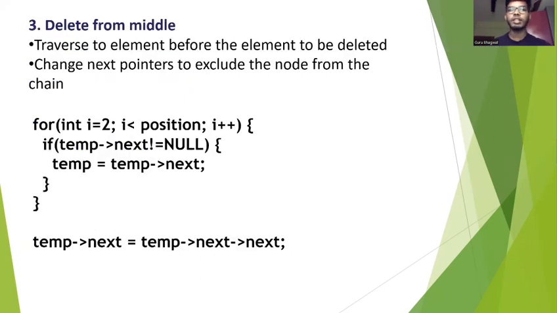Next, deletion from the middle. It is the same thing. We have to traverse all the elements before the element to be deleted. Next, change the next pointer to exclude the node from the chain. In delete from the middle, we traverse each element before the element to be deleted, then change the next pointer to exclude the node from the chain. This is all about the C function for the deletion from the middle.